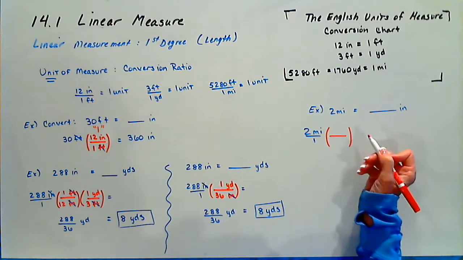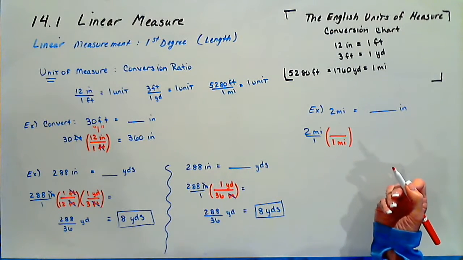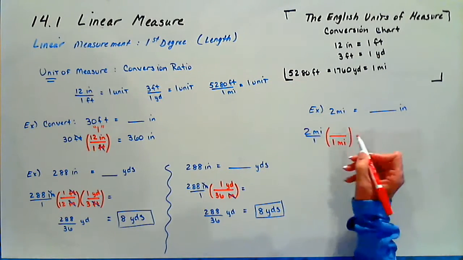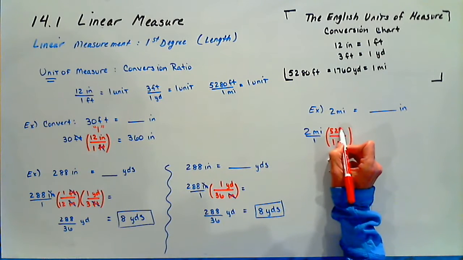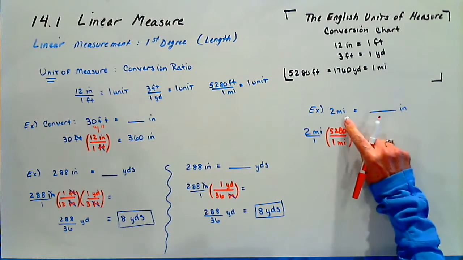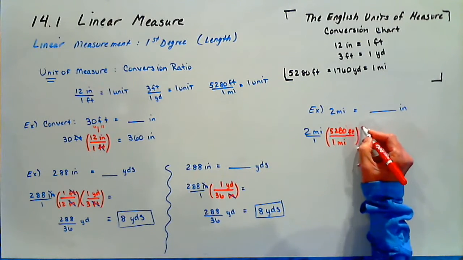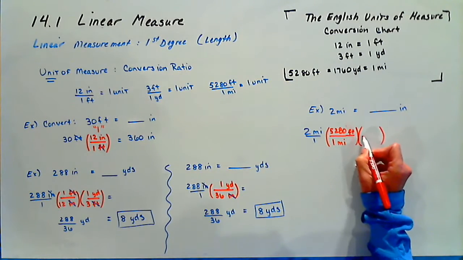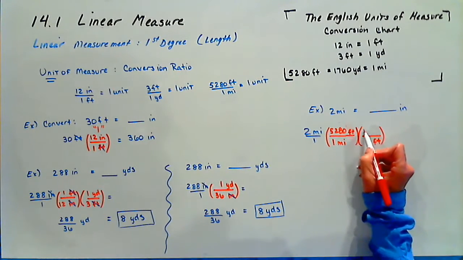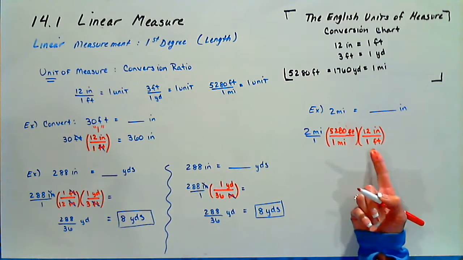So I'm going to start with, I want to cancel miles, so I'm going to say 1 mile is the same as, and you have a choice, I'm going to go straight to feet, 5,280 feet. Then I'm going to go from feet to inches. Since I want to reduce feet, I put feet in the denominator. I want to keep inches, I put inches in the numerator. These are all 1 single unit that are equivalent.